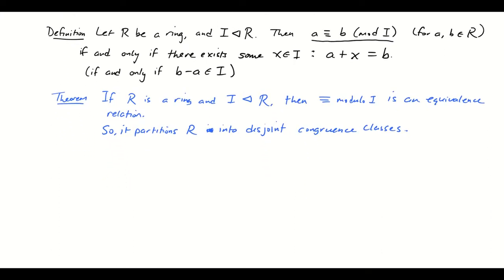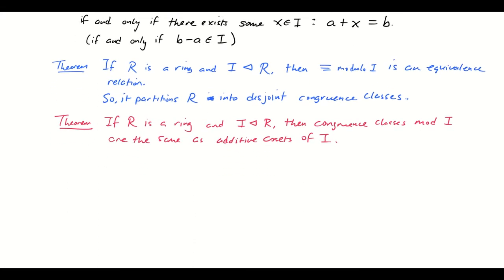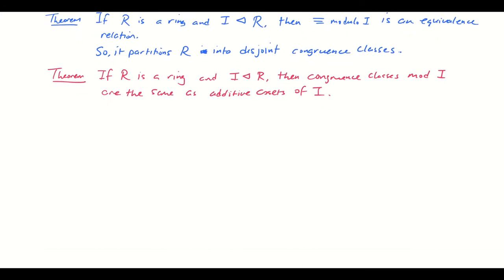What I want to do in this video is not prove that theorem, but instead prove the following theorem. If R is a ring and I is an ideal of that ring, then congruence classes mod I are the same as additive cosets of I. We're going to prove that those are exactly the same idea, because then we can create a quotient ring by considering the additive cosets of I, or by considering congruence classes. For a lot of things we do in abstract algebra, thinking about congruence classes gives us a little more mental agility, at least in my personal experience. And there's never anything wrong with having two ways of thinking about the same thing. So we are going to prove that congruence classes mod I are the same as additive cosets.